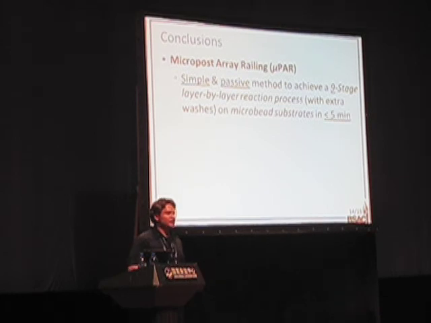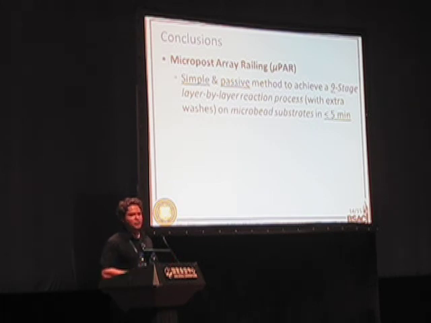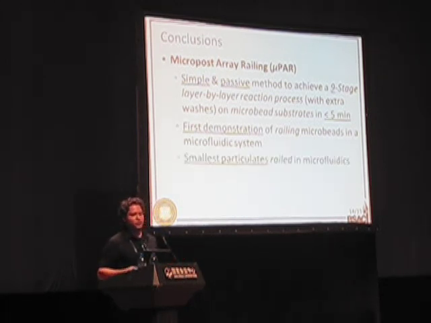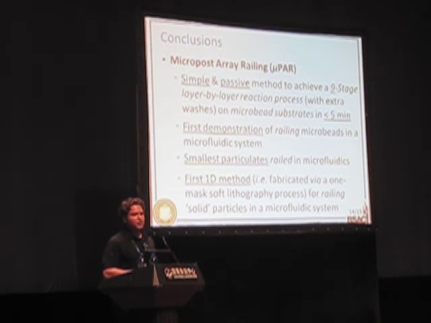So today we presented a simple, passive, yet powerful technique to achieve a high number of fluidic reactions on the surface of microbeads in a limited time. This is also the very first demonstration ever of railing microbeads in a microfluidic system. These are also the smallest microparticulates ever railed in microfluidics. And additionally, for solid microparticles, such as microstructures or microbeads, this is the very first 1D method, or a method that was created by a one-mass self-lithography process to rail microbeads.